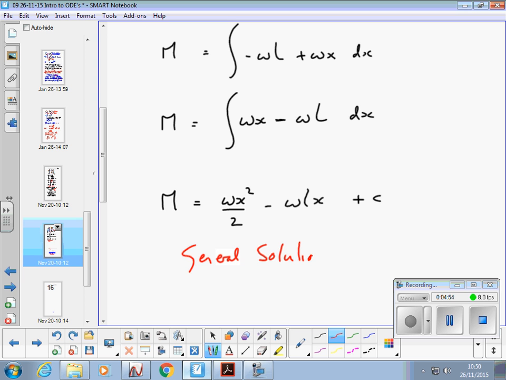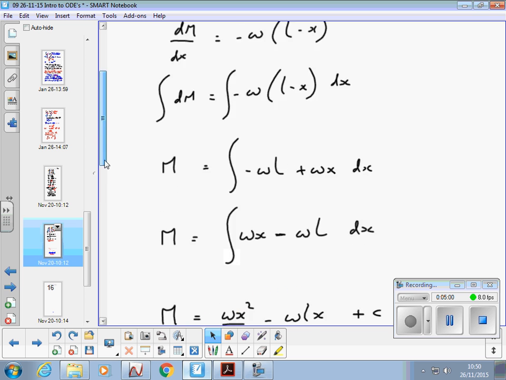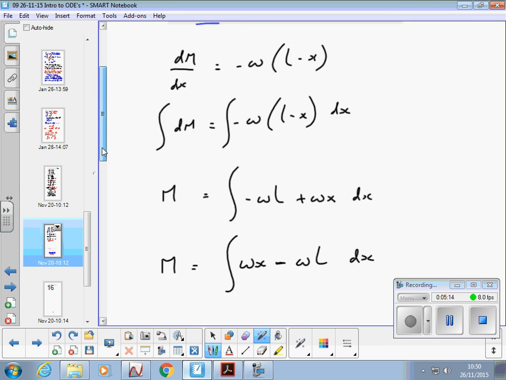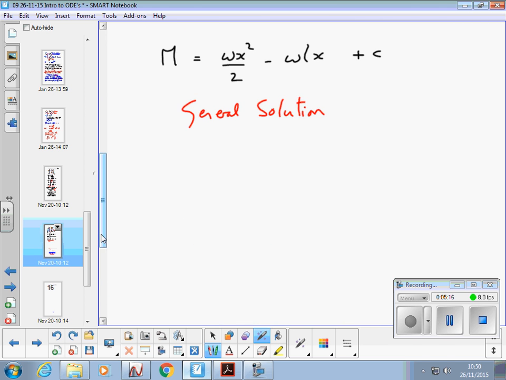because we don't know c. But can we go further? Can we come up with a particular solution? Let's look back to the original problem. It tells us that when x equals 0, m equals this, a half wL squared. So I can put those conditions back in. So I can now say that when x equals 0, m equals a half wL squared.